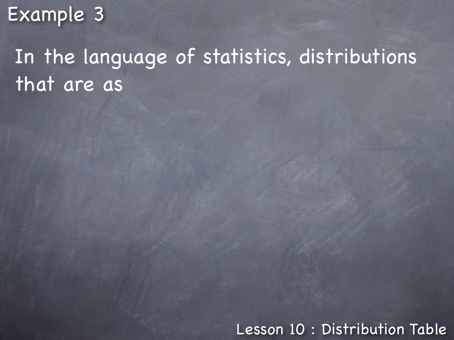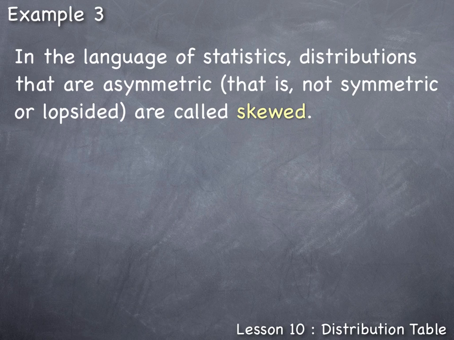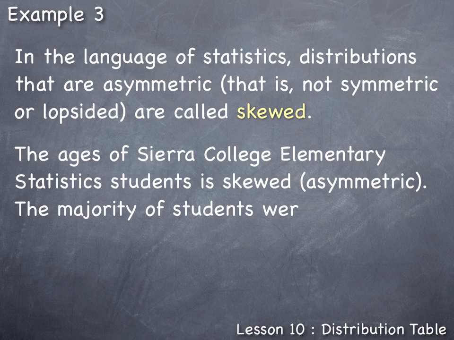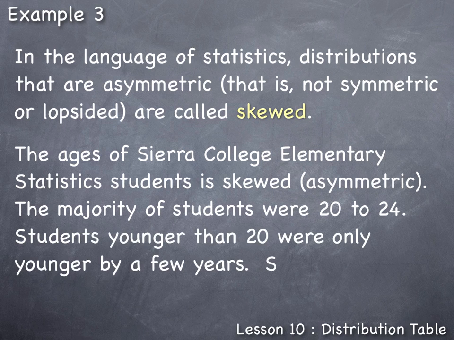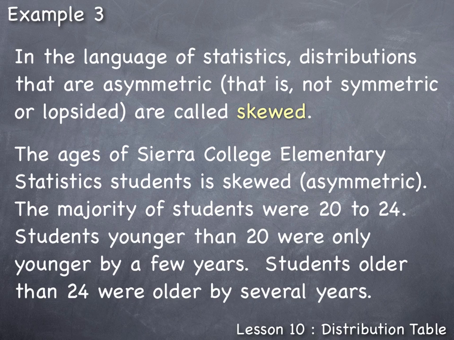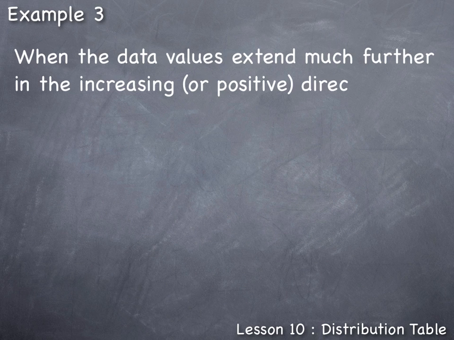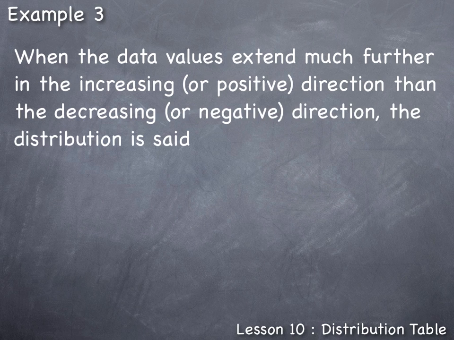In the language of statistics, distributions that are asymmetric, that is, not symmetric or lopsided, are called skewed. The ages of Sierra College elementary statistics students is skewed, that is, asymmetric, because the majority of students were 20 to 24. Students younger than 20 were only younger by a few years, but students older than 24 were older by several years. When the data values extend much further in the increasing or positive direction than the decreasing or negative direction, the distribution is said to be positively skewed.